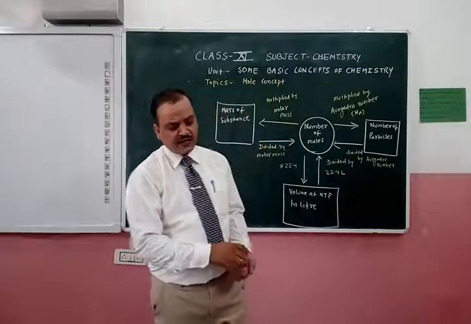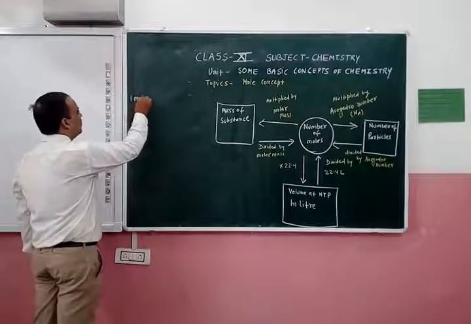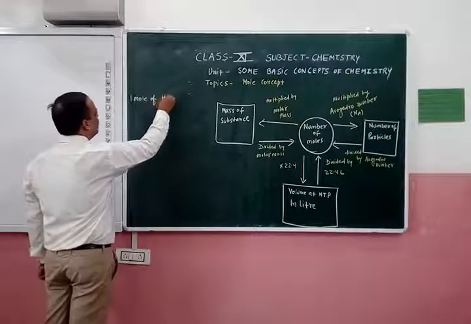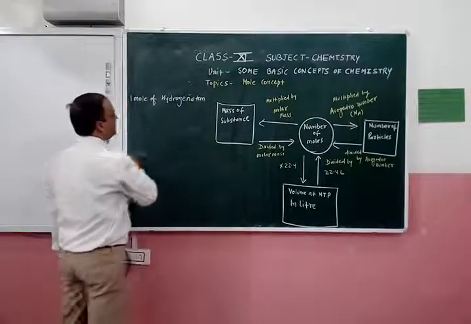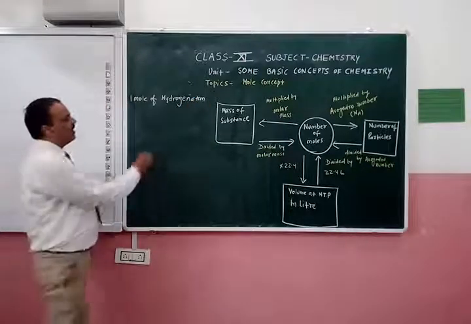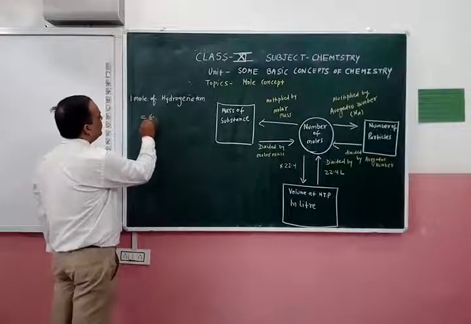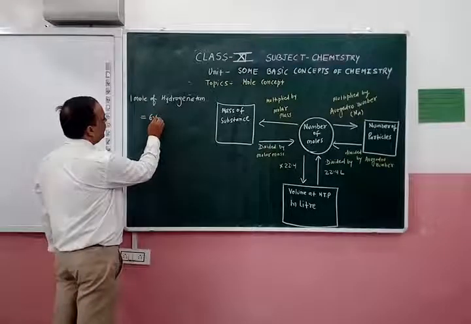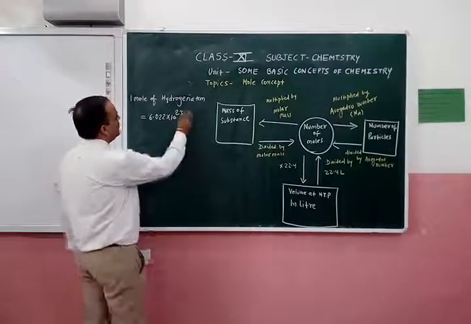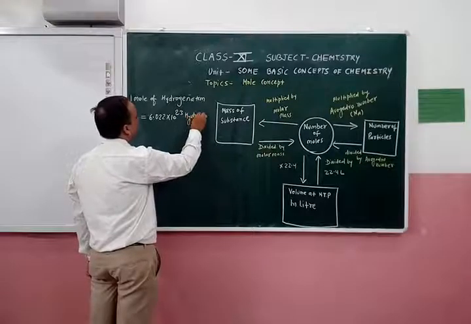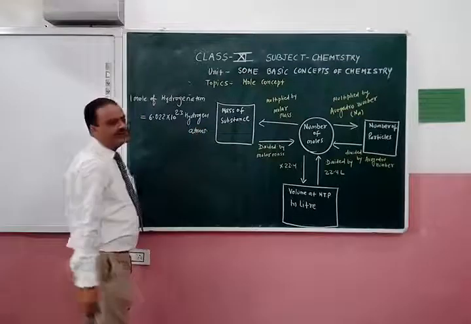If we have written 1 mole of hydrogen atoms, what is the meaning of this? The meaning is: how many atoms of hydrogen are present in this quantity? It is equal to the Avogadro number Na. It means 6.022 into 10 raised to power 23 hydrogen atoms are present there.